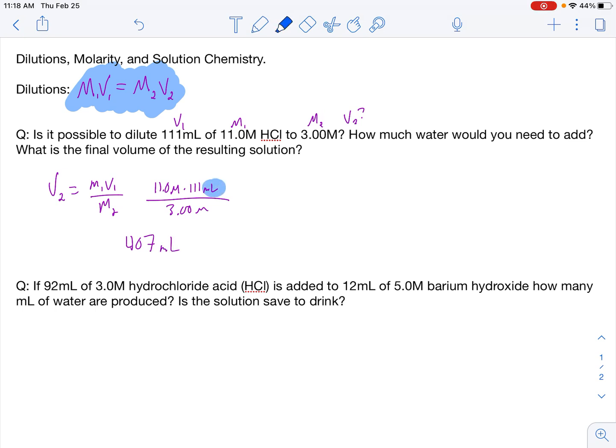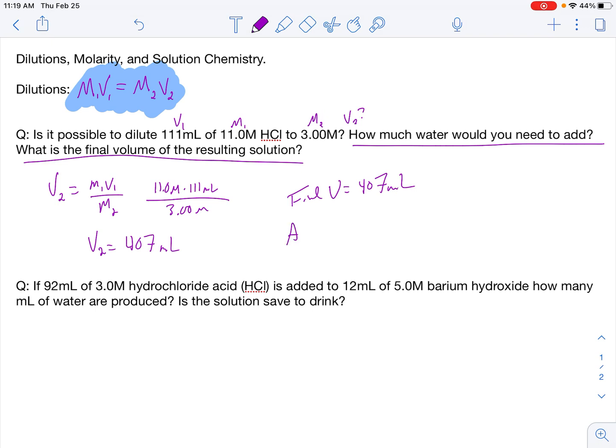Notice how I can use milliliters here. It's not something I have to convert at this point in time, but that 407 is the last volume, or the secondary volume. So we have two questions here. How much water would you need to add, and what is the final volume of the resulting solution? The final volume is 407, but how much would I need to add?